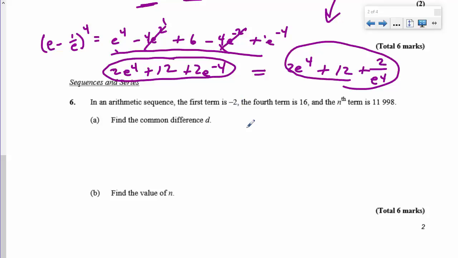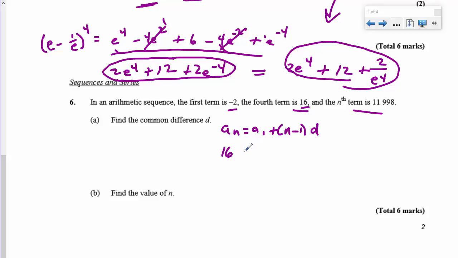Arithmetic sequences and series. It says the first term is negative 2, the fourth term is 16, and the nth term is this. Find the common difference. We're going to use this formula for an arithmetic sequence: a_n is equal to a_1 plus n minus 1 times the common difference. a_n is 16, they tell us, where n is 4.